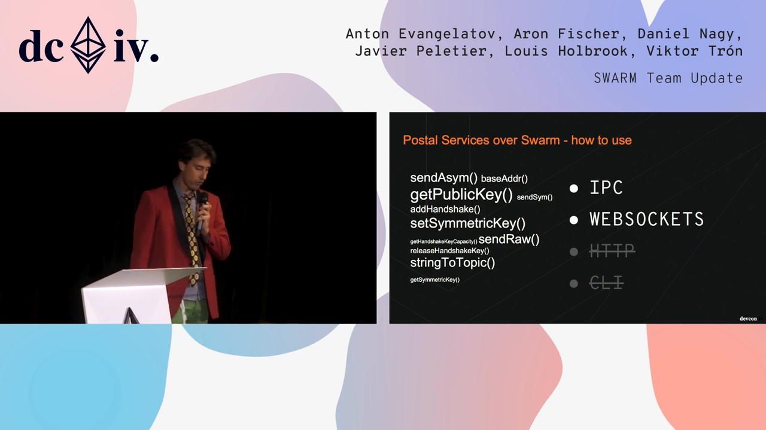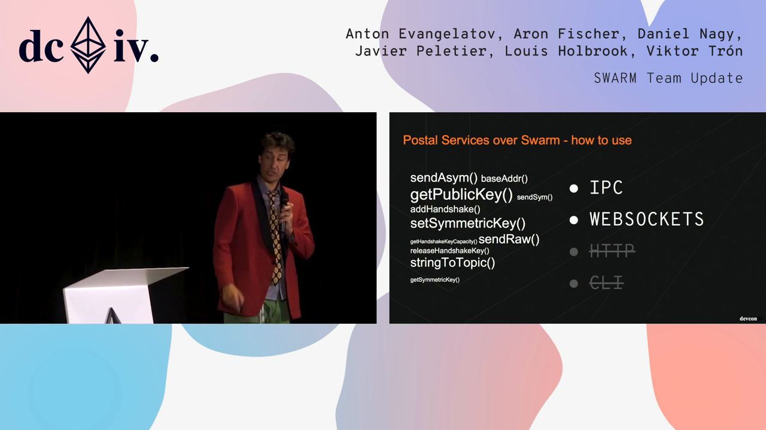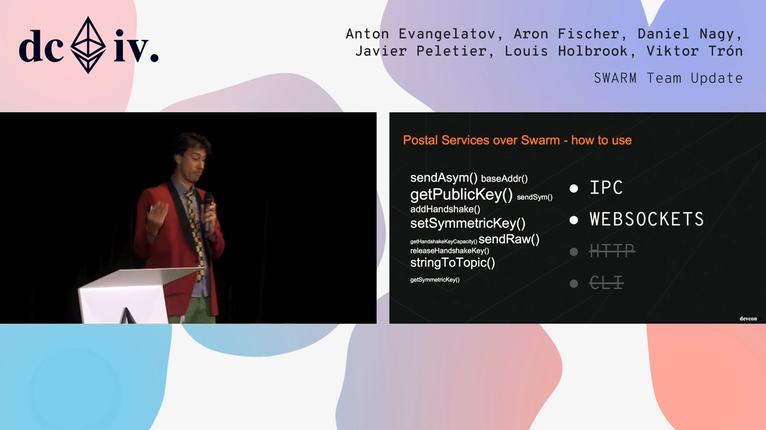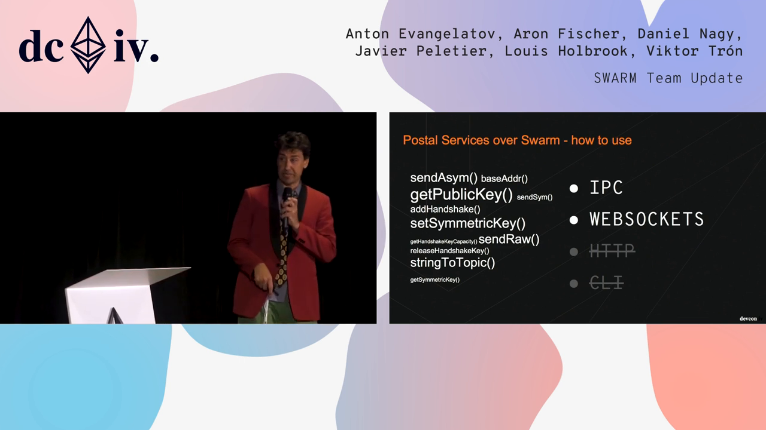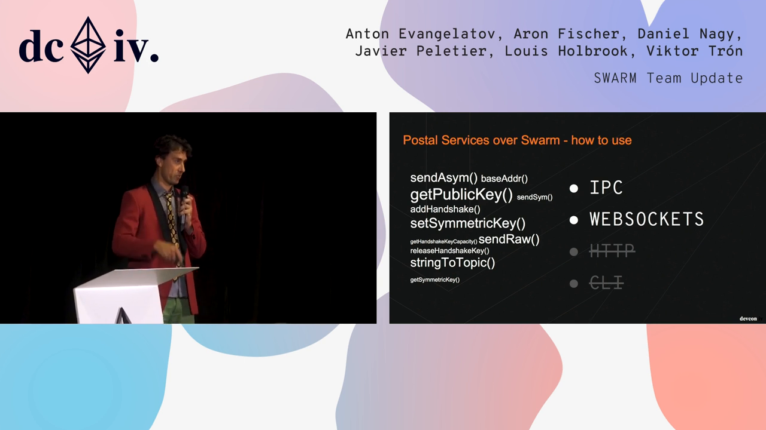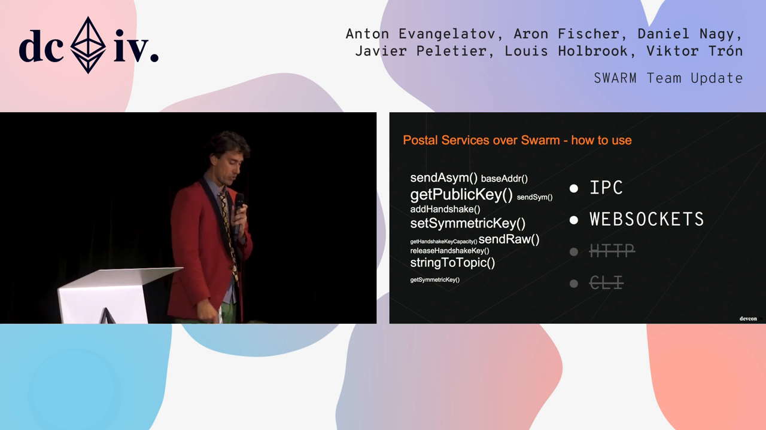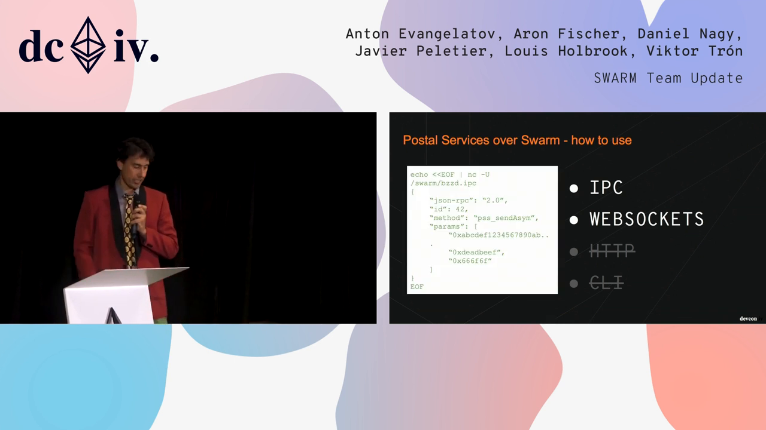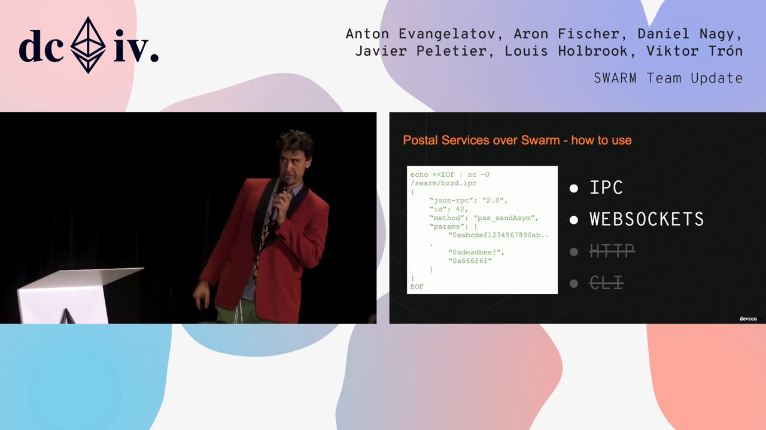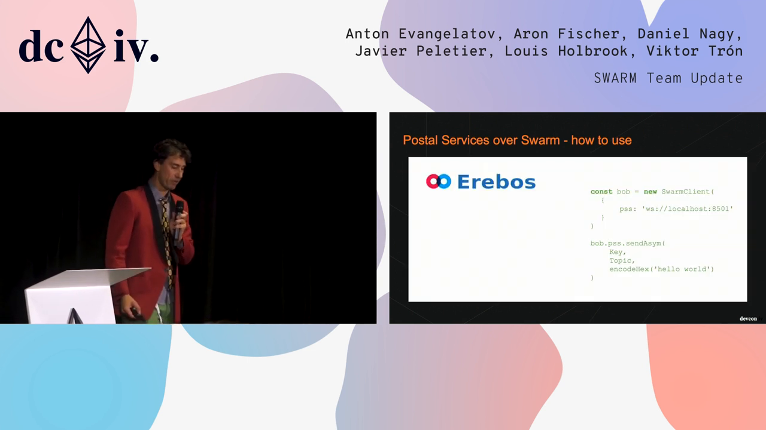Now, there is an API, of course. Most applications in Swarm are available through IPC, WebSockets, HTTP, and CLI. PSS, unfortunately, is only IPC and WebSockets because we need subscriptions to get incoming messages. There is an API, it's of course all documented. Unfortunately, though, it's kind of low level, so if you want to interact with it, it looks like this. At least that's what we provide.